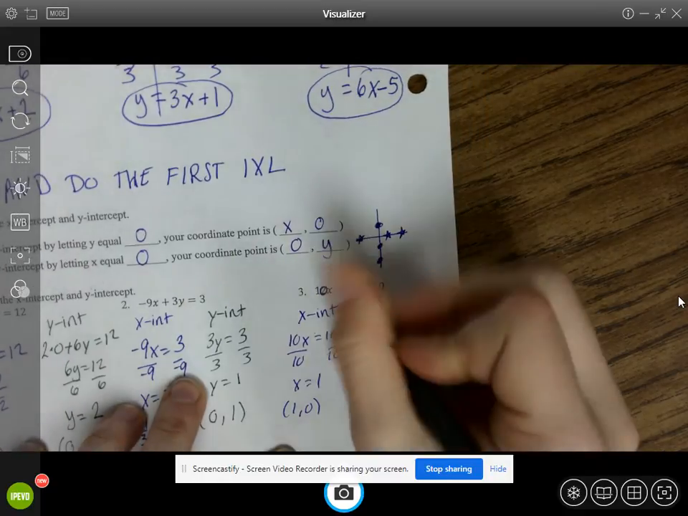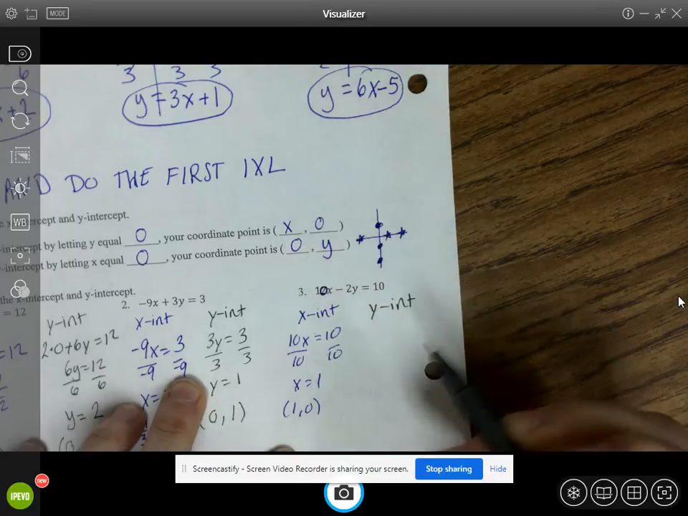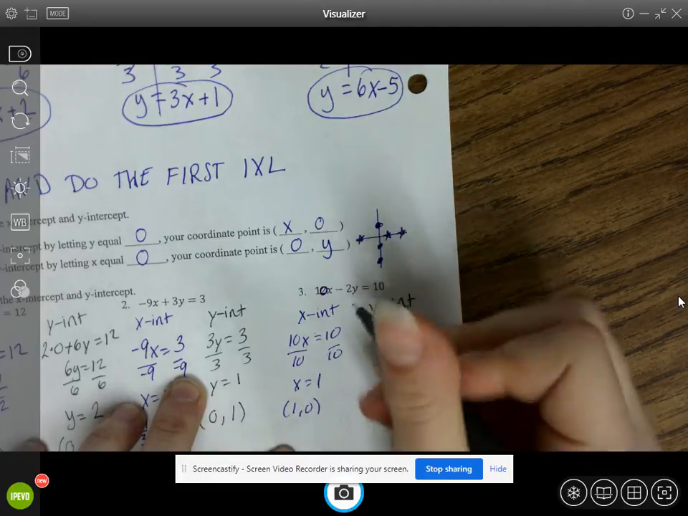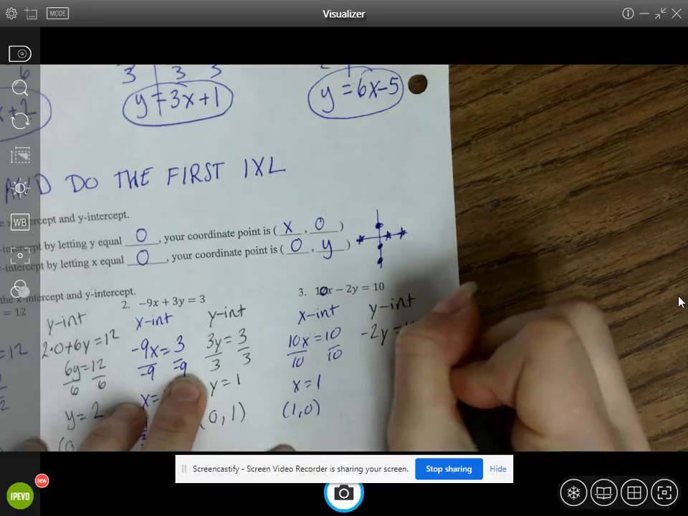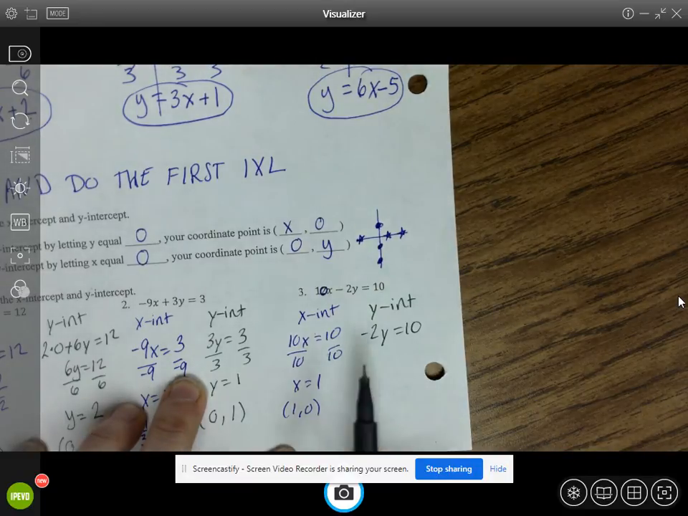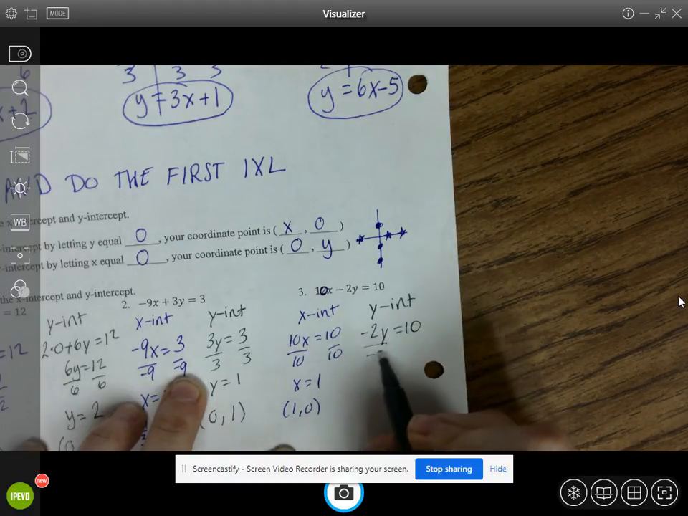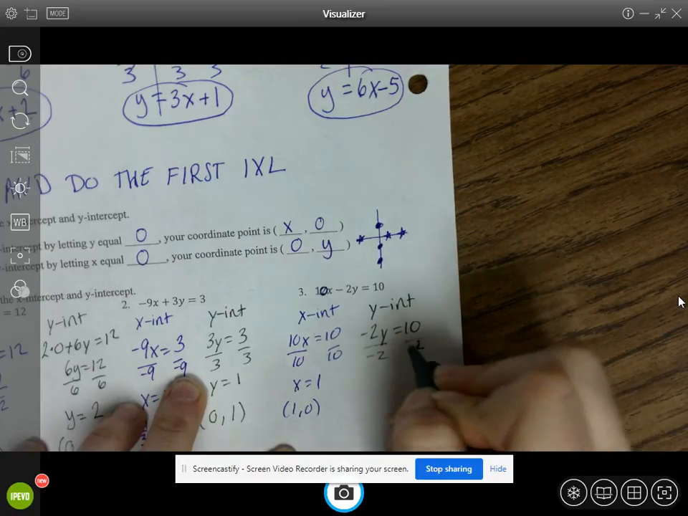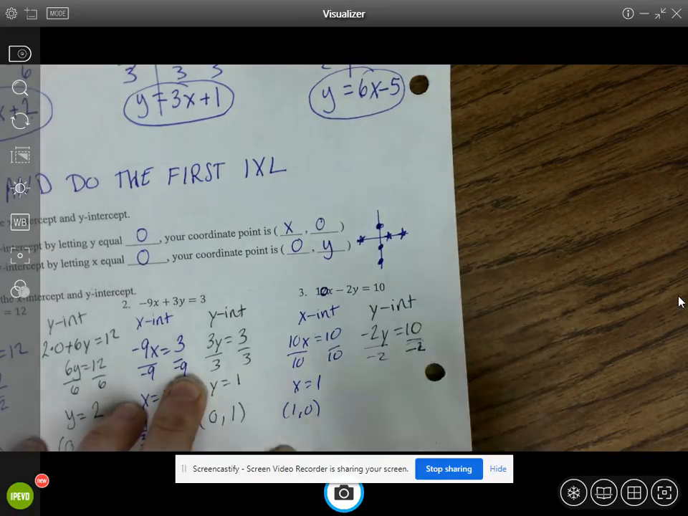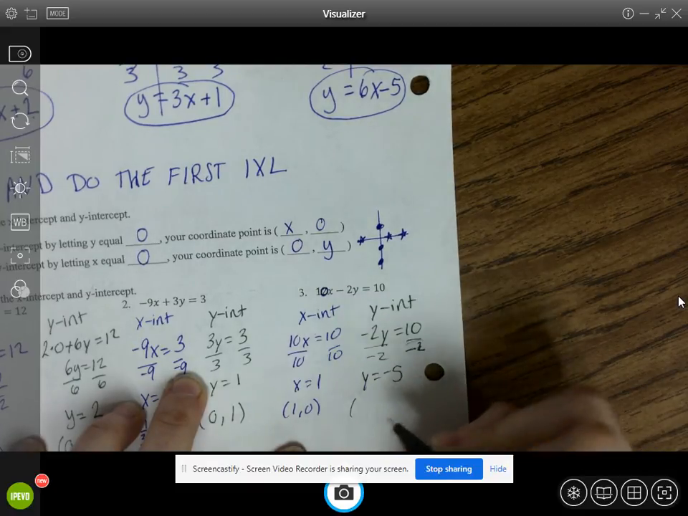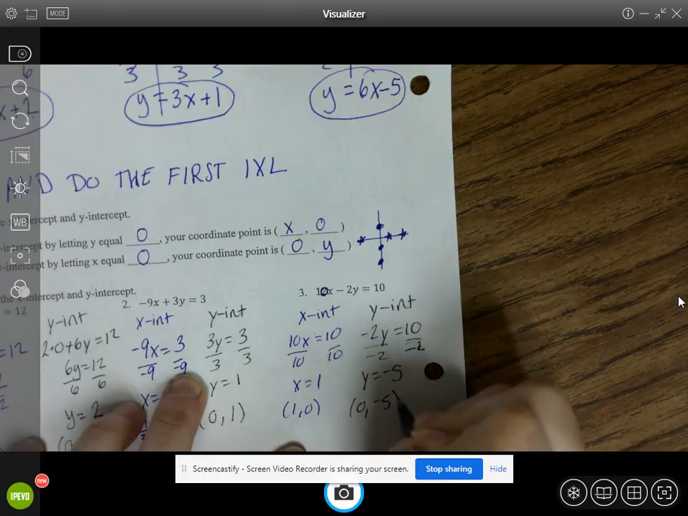Y-intercept. You're going to plug 0 in for x. So 0 for this term. That leaves you with negative 2y equals 10. Okay, you need to make sure that right here you have this negative sign. This term is 0, but there's still a negative 2y. And then divide by negative 2 gives you y equals 10 divided by negative 2 is negative 5. So your y-intercept was 0, negative 5.